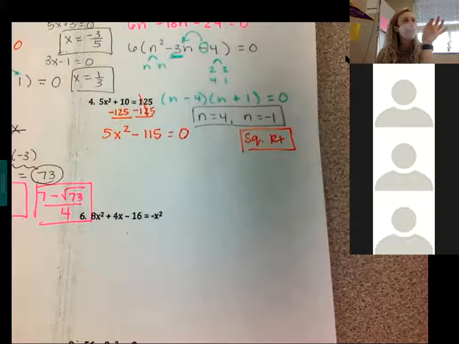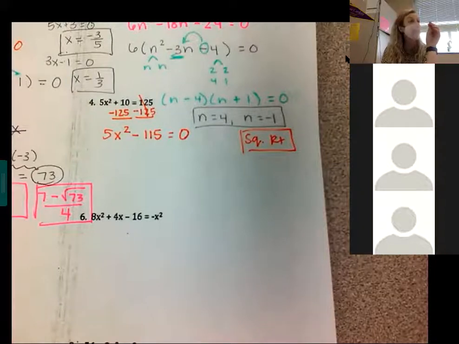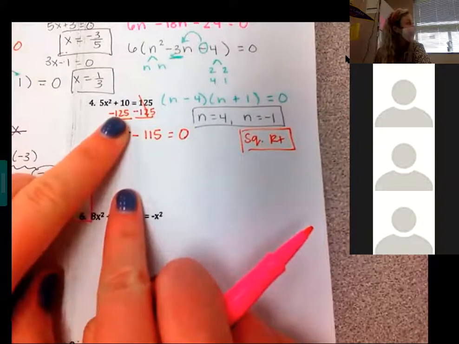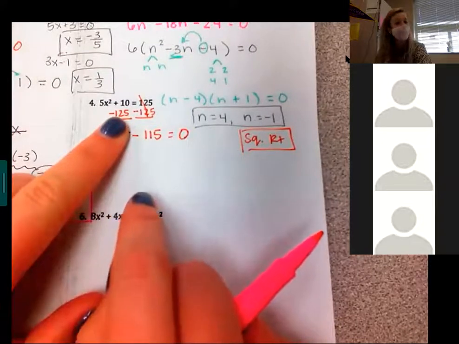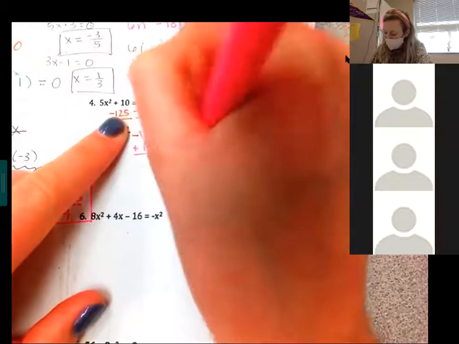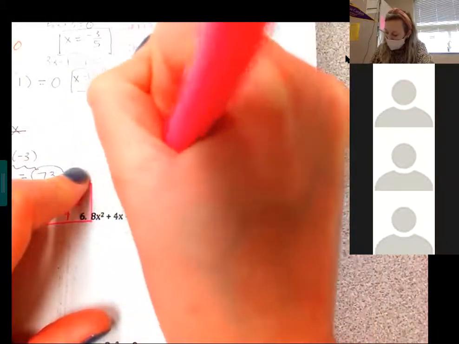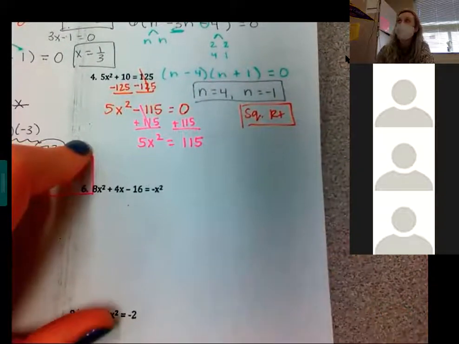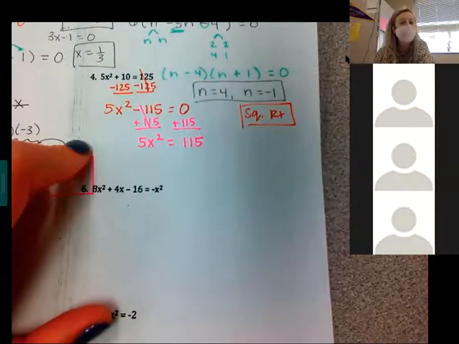When you're doing square root method, what are you trying to get by itself? The squared part, the x squared, right? So everybody remember us doing this? Cover up the squared part. What do we need to move? The 115, so let's add it back over. So this is 5x squared equals 115. And what do you do now to get x squared by itself? You divide it by 5.